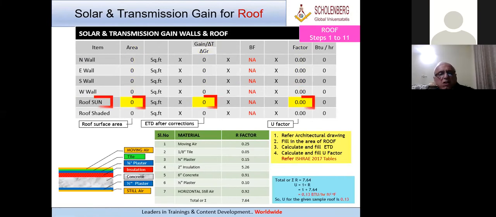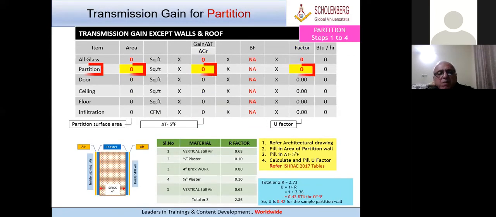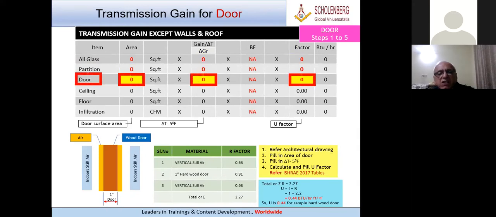So this is now of the roof. Same moving air, tile, plaster, etc. Sigma of R, 1 divided by R is equal to the U factor. Now take this case now for the partition. Now take the case of door.